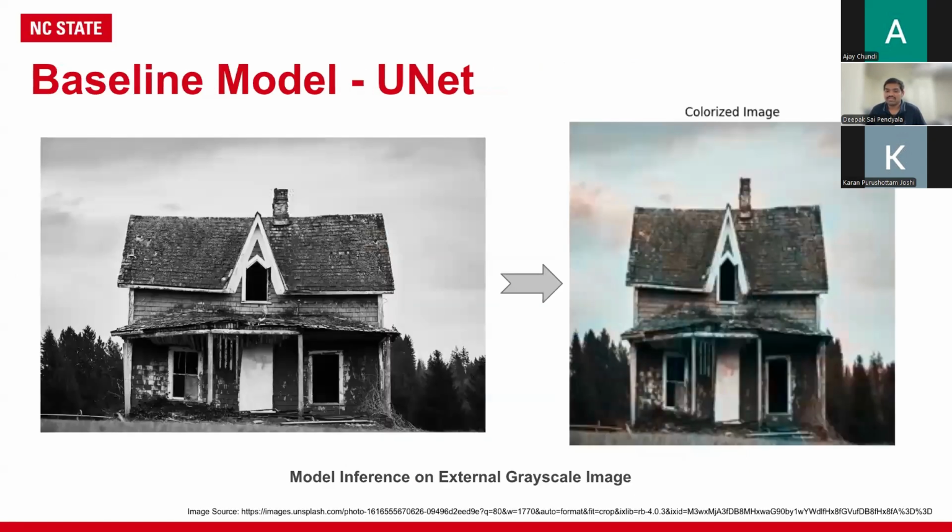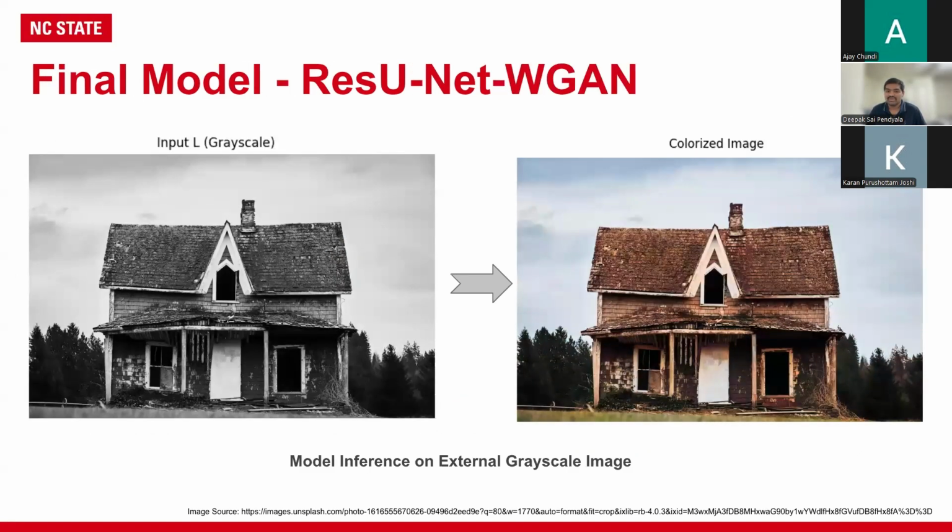This is an external image that we ran the test on. When tested on an external grayscale image from the Unsplash website, the baseline again struggled with realism, and the colors feel washed out. Whereas the ResUNet WGAN model performed very well, with visually appealing and realistic coloration. This shows the model's generalization ability even on unseen images outside of the training data.